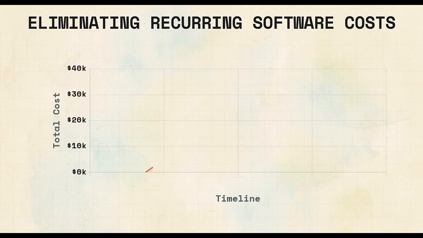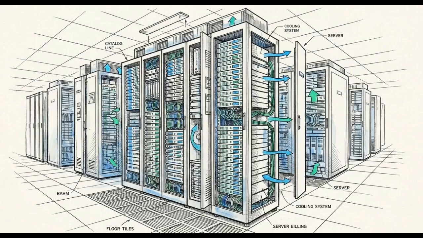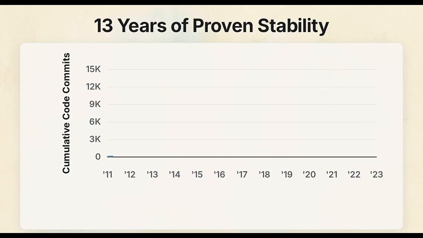This model shifts the primary cost of asset management from recurring software subscriptions to the one-time application of internal technical labor. This free model relies on self-hosting. That means you download the software to your own physical infrastructure, maintaining total ownership over the database and the servers running it. This chart shows the platform's stability over 13 years.